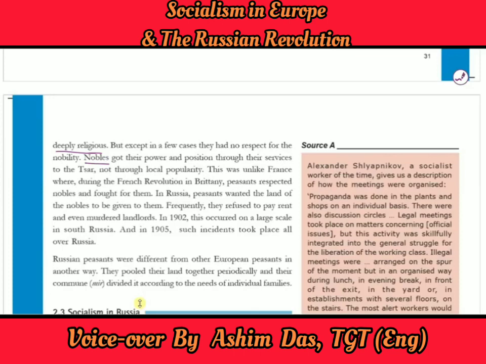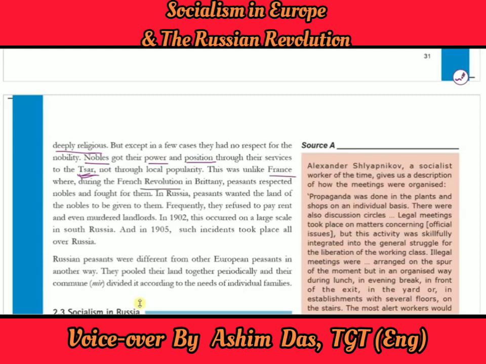Now how did these nobles come to power? They actually came to power when they did some kind of service and showed some loyalty towards the Tsar. The Tsar is the king, and the Tsar gave them large areas of land to control, and in that way they became quite rich, but no local popularity was found in their provinces. Why? Because the people didn't like them so much.